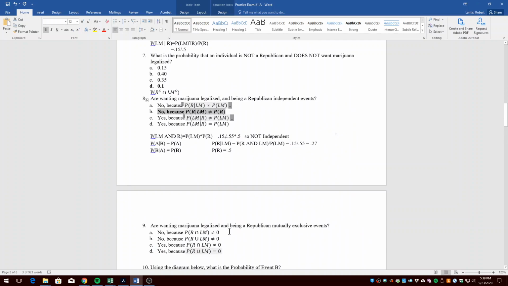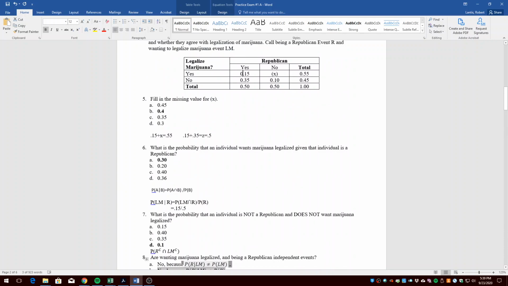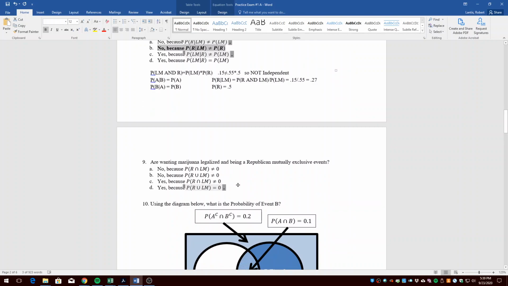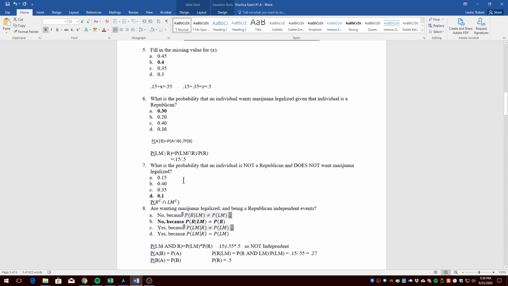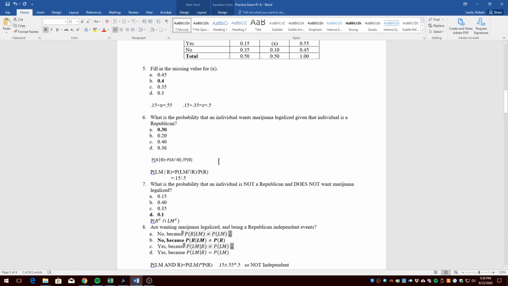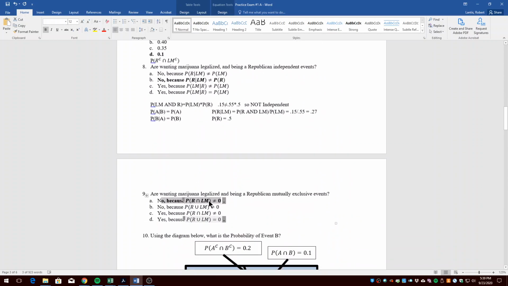If we look at these events specifically, being Republican and wanting marijuana legalized, that probability is 0.15. It's not 0. So because it's not 0, they aren't mutually exclusive. The only way that they're mutually exclusive is if that intersection is equal to 0. So the answer here is no, they're not mutually exclusive, and it's because the intersection, which is written with that upside down U, or that upside down set symbol, is not equal to 0. Right? So checking for mutually exclusive is pretty easy. You just check to see if the intersection is equal to 0. If it is, they're mutually exclusive. If it's not equal to 0, they wouldn't be mutually exclusive.